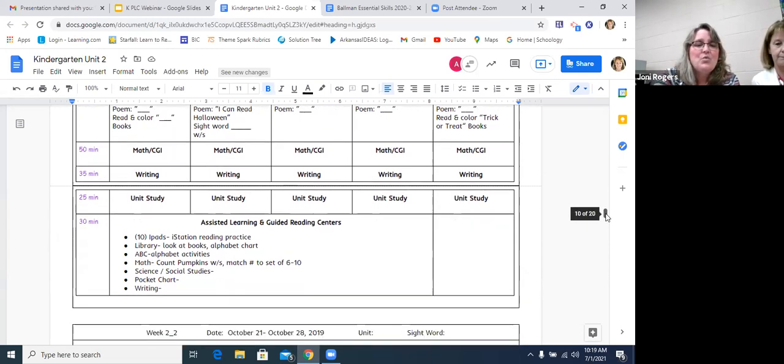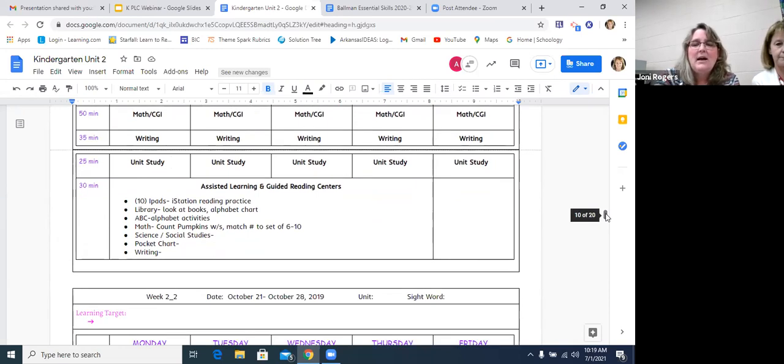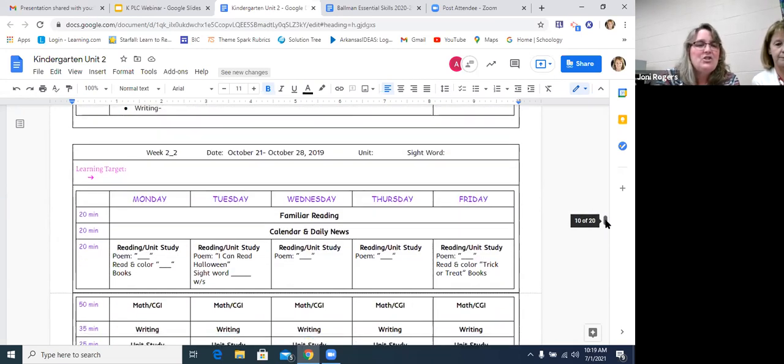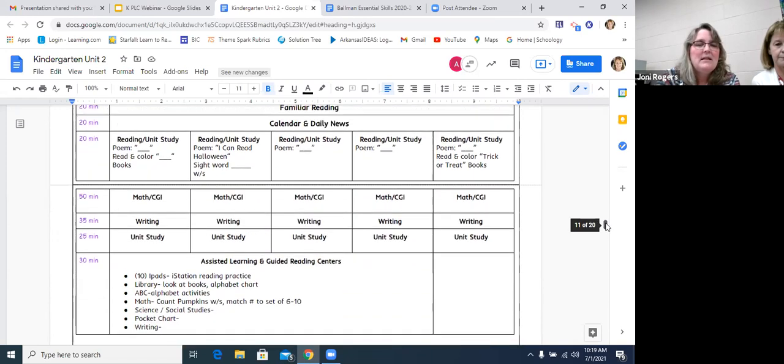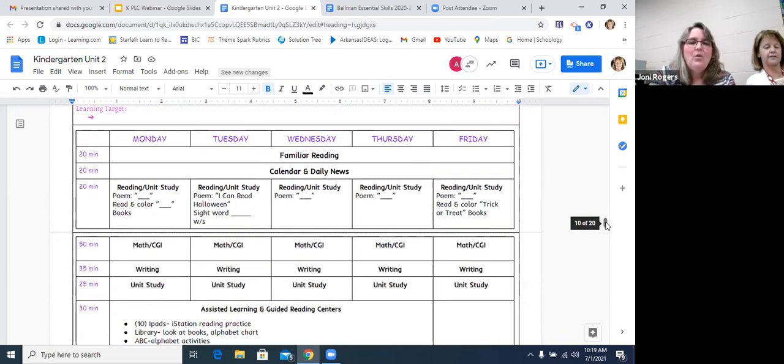Read lots of stories about pumpkins. Our activities and stations will be about pumpkins. We're integrating everything that we possibly can. That way you're getting more bang for your buck with those essential standards. Even though a standard might be counting, we're going to count pumpkins.